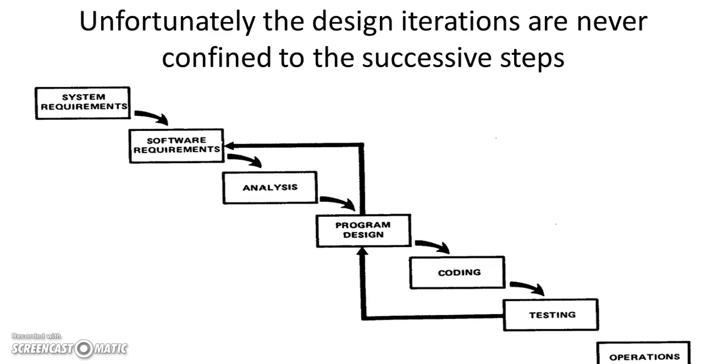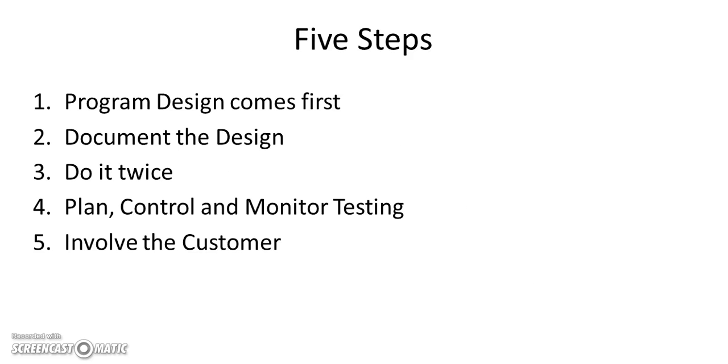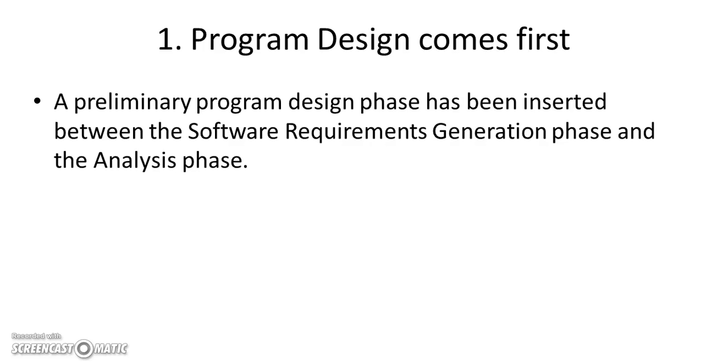Royce also makes an important point that testing happens very late in this process. So testing happens way at the end, whereas we should actually test as soon as we can. And as soon as we've decided what software we want, we should start knocking up prototypes and get testing then. And he gave some rules, some suggestions. Program design comes first, document the design, do it twice, plan testing, and involve the customer where possible.